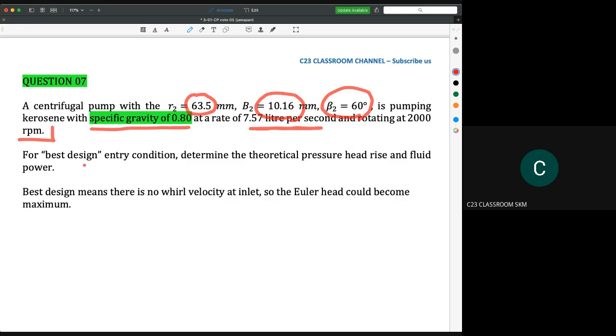Okay, for best design entry condition, determine the theoretical pressure head rise and fluid power. So best design here means there is no whirl velocity. So this means V whirl 1 is equal to 0, so the Euler head could become maximum. Okay, I already explained how V whirl 1 equal to 0 makes the Euler head maximum. So this is the question.